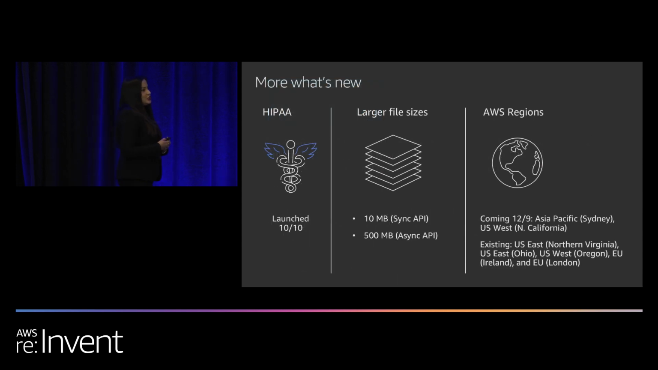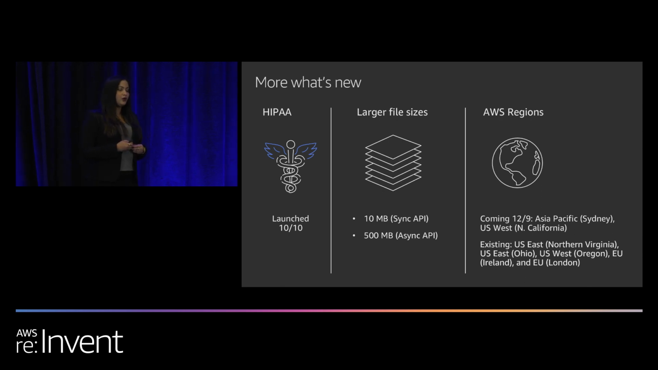I'm also excited to talk about some of our other functionalities in the recent past and the near future. On October 10th, we announced that Amazon Textract is now HIPAA eligible, which means that US healthcare businesses that have to comply with HIPAA regulation can now process their PHI, or protected health information, workloads on Amazon Textract. This was launched October 10th.